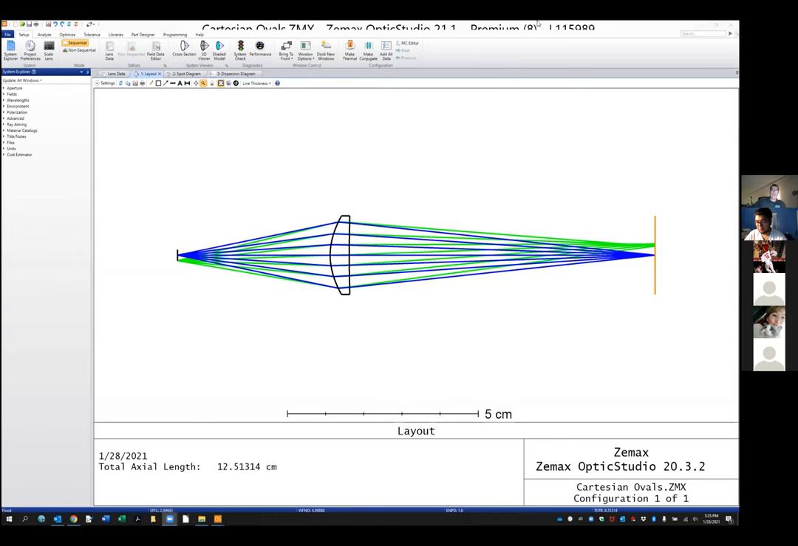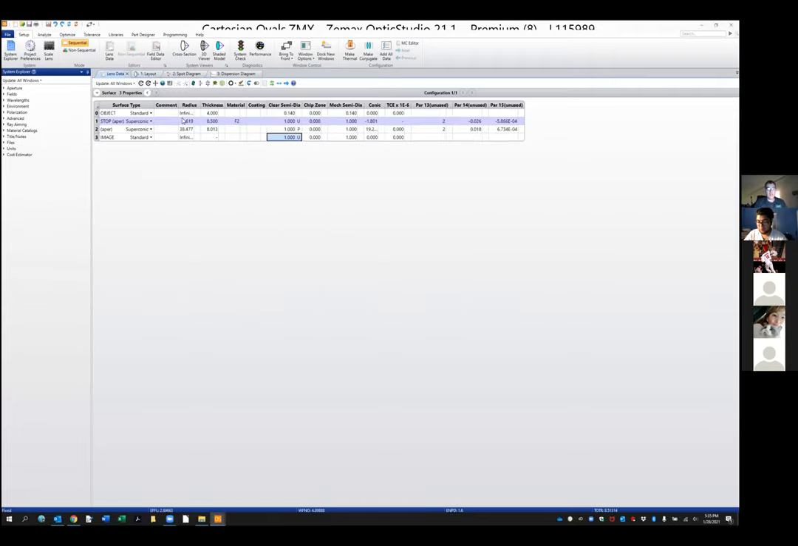If you look at the file called Cartesian Ovals, the file name is Cartesian Ovals because it turns out that these shapes are called Cartesian ovals, right? In the lens data, I specify radii of curvature for the two surfaces. I specify a thickness for the lens. And then I specify a whole bunch of other parameters. I specify something called a conic constant. I specify something called U1 and V1. And this surface, rather than being a sphere, is called a superconic surface, right?